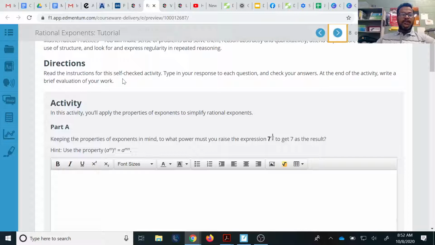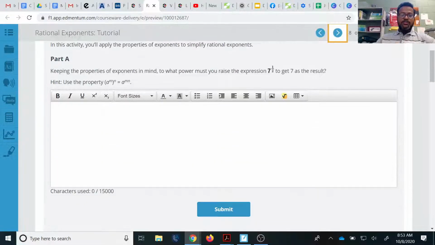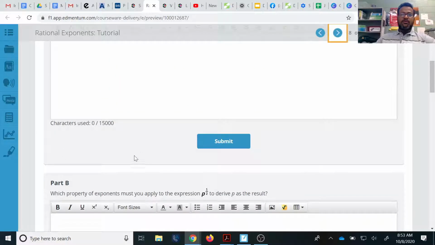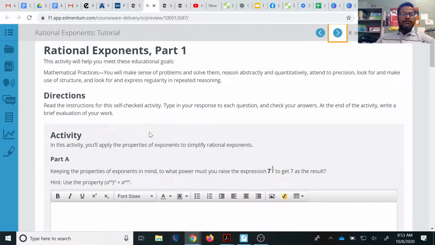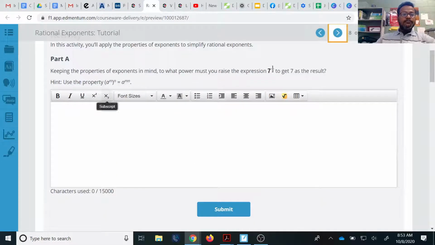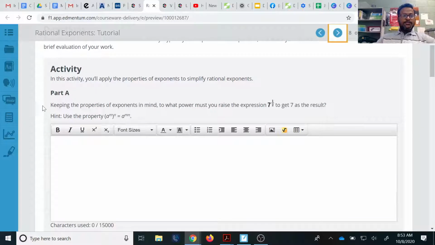Read the instructions. Okay, this is a self-checked activity, not being graded. Once you put the answer down in this space and click submit, you will see the right answer or the most suitable answer listed down below. Okay, so let's do part A.